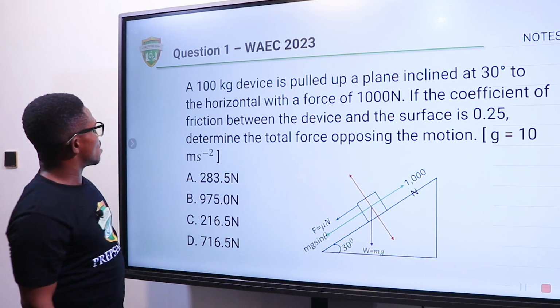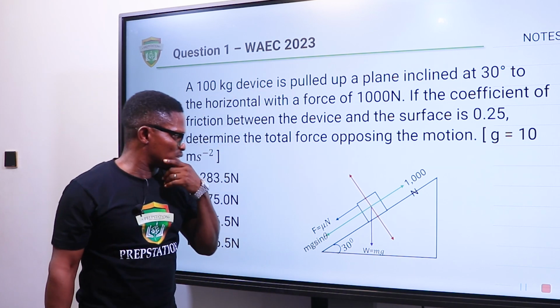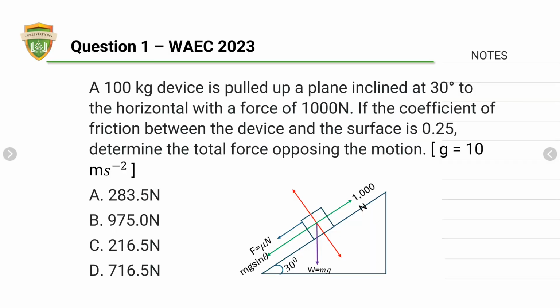All right, so we have the first question, taken from WAEC 2023. It said a 100 kilogram device is pulled up an inclined plane at 30 degrees to the horizontal with a force of 1,000 Newton. That is tensional force. It is being pulled up. If the coefficient of friction between the device and the surface is 0.25, determine the total force opposing the motion.